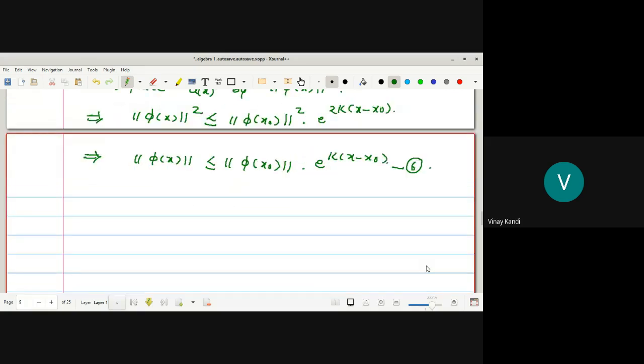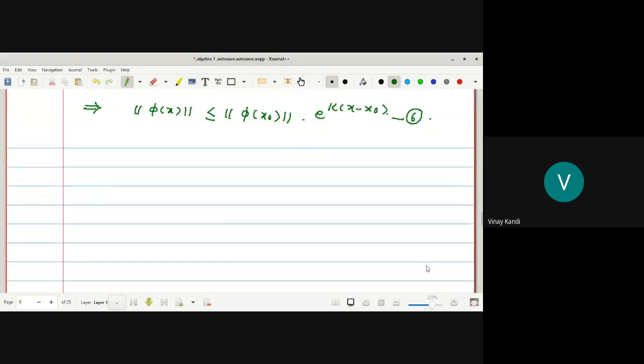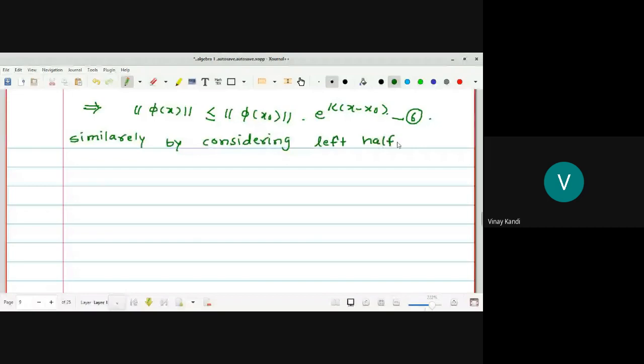Okay. Now again, consider similarly. Similarly, by considering the left half of inequality 5, we get the inequality of 5. What do we get?